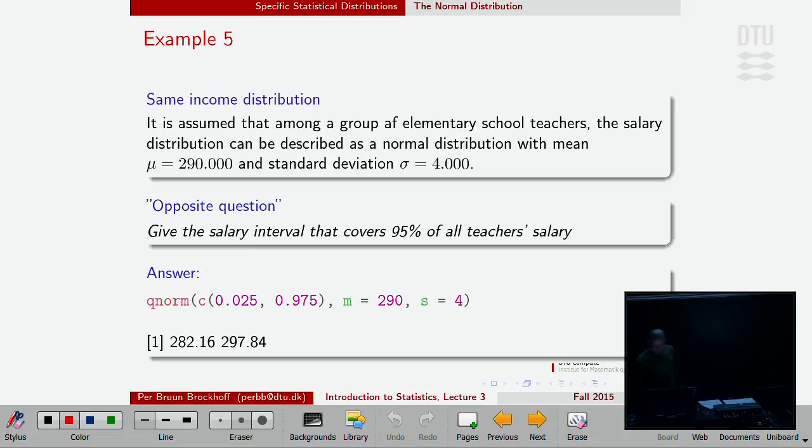Here's a more difficult one. What if I was a bit nasty, and sometimes we have been, if you check the exercises we've given you. What about if I sort of put the question the other way around somehow? I say, even though it's not unique, but give the salary interval covering 95%. That means I have to somehow go back. I go from the probability to the points and not from the points to the probability, which I just did before.